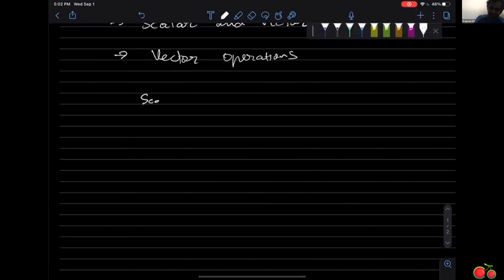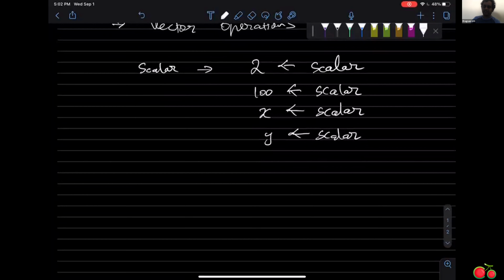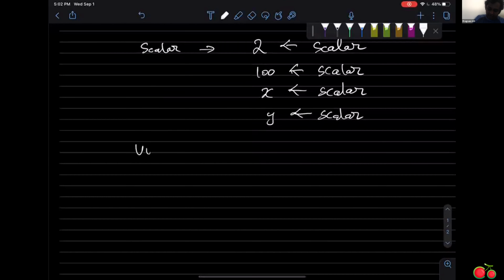So a scalar basically is just a single number, okay? So if I write the number 2, I consider that a scalar, okay? If I write the number 100, I consider that a scalar, right? If I write some quantity x, I consider that a scalar, okay? Or I write some quantity y, I consider that a scalar, okay? That's what it is. Very straightforward, okay? Nothing fancy about that. So a vector is a little more complex.